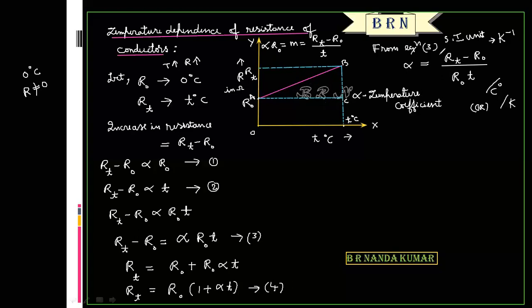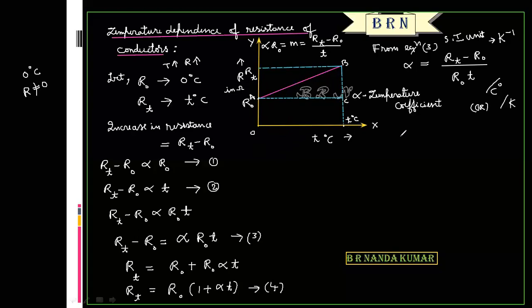The temperature coefficient of resistance of a conductor is positive, because in conductors, as the temperature increases, resistance also increases. But in semiconductors, the temperature coefficient is negative, because as the temperature increases, resistance decreases.